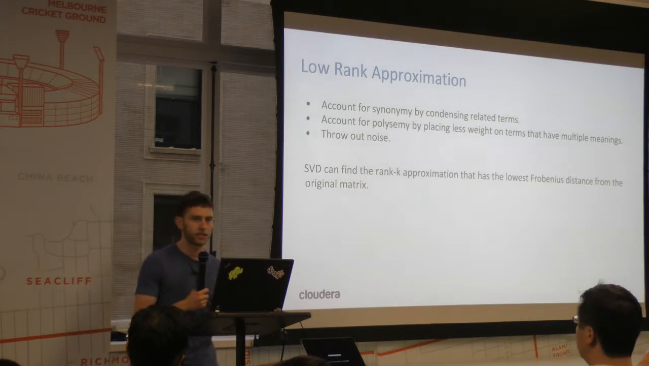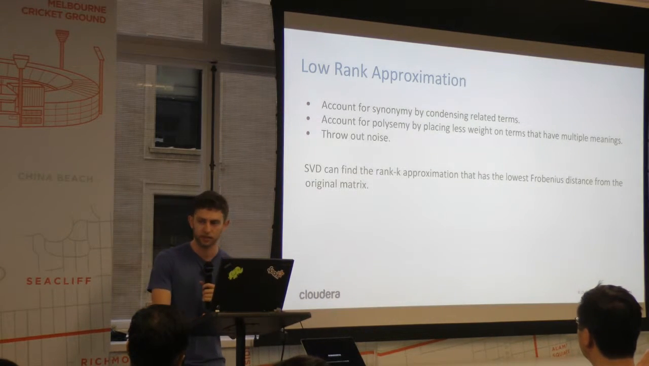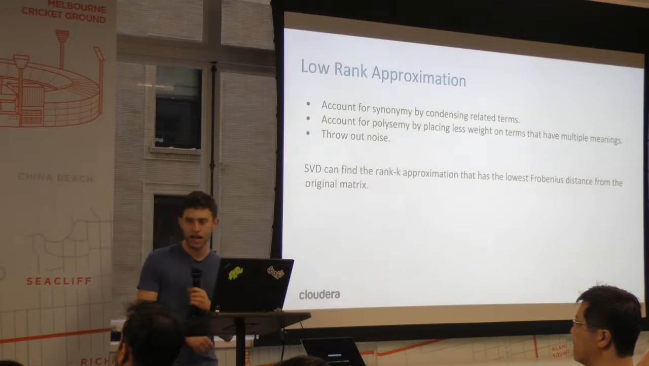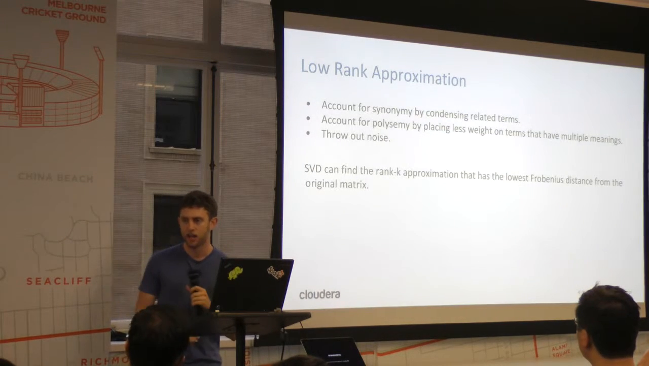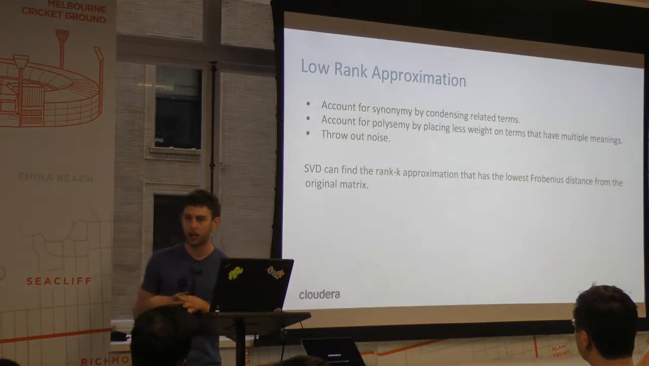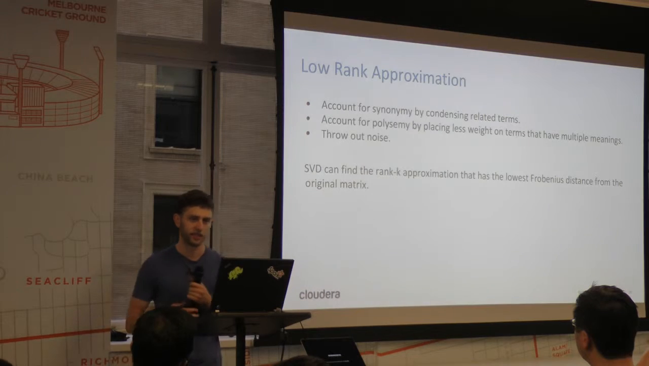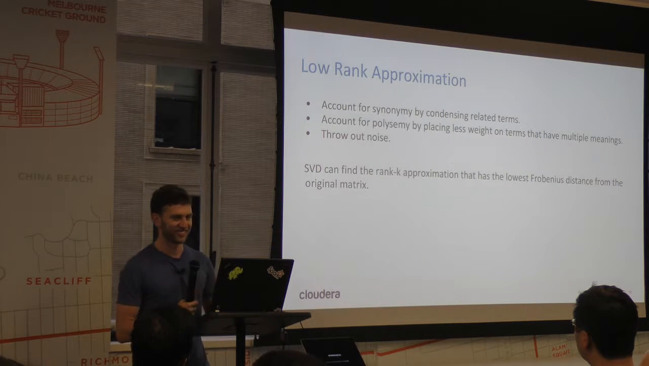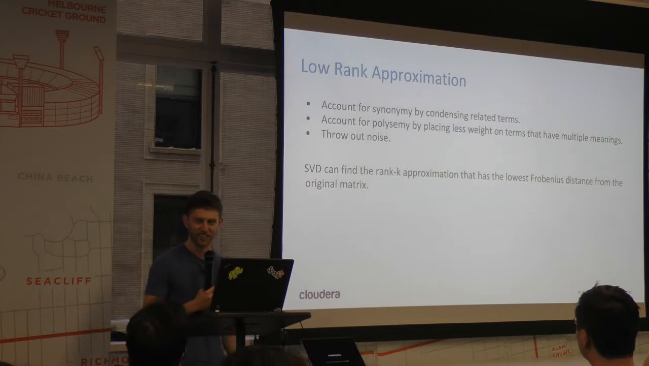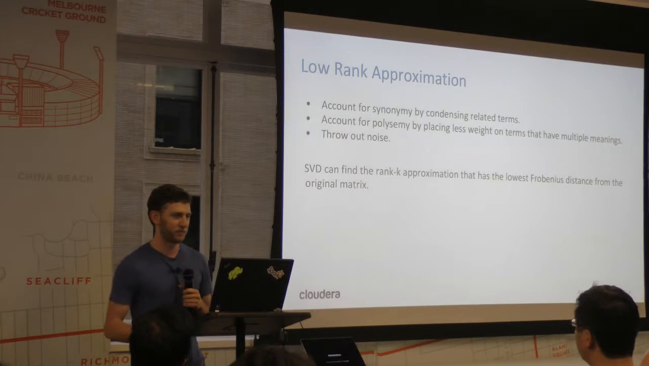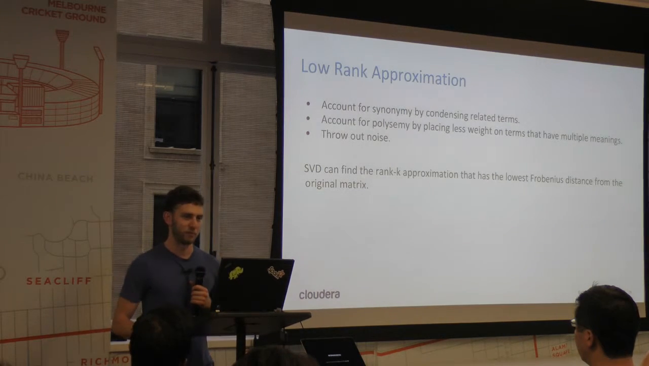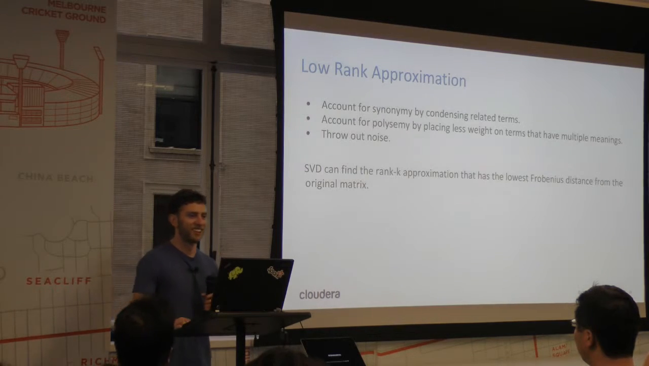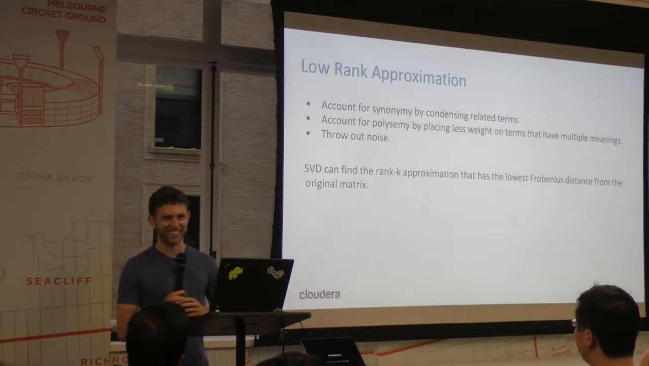We want to account for polysemy by placing less weight on terms that have multiple meanings. If a particular word has multiple meanings, we can sort of smooth that out and have those connections matter less. I can't think of any example right now. Someone tell me an example of, what is it? Mean. Great example. I'm going to use that in all my future talks. Thank you. The word mean means a couple things. It means not nice and also means mean. I hope that clears things up for you.